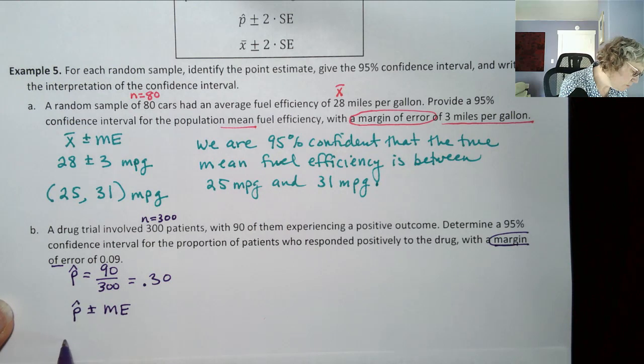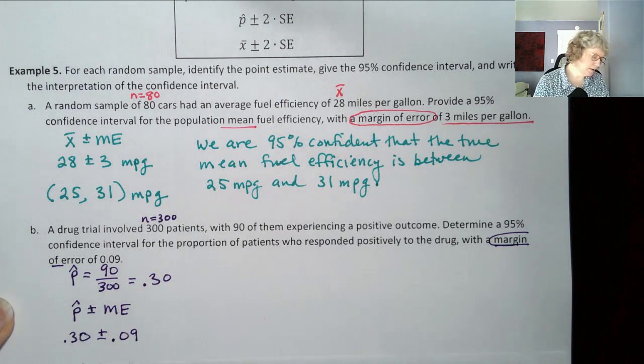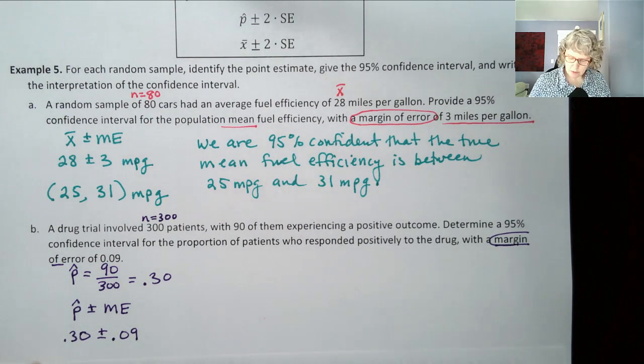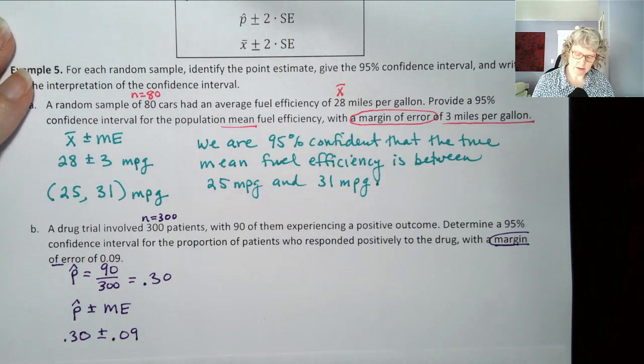So 0.30 plus or minus 0.09. Okay, do show your steps out like this because that's part of your work, and if something goes wrong, then I can help you, right? And I can give partial credit.